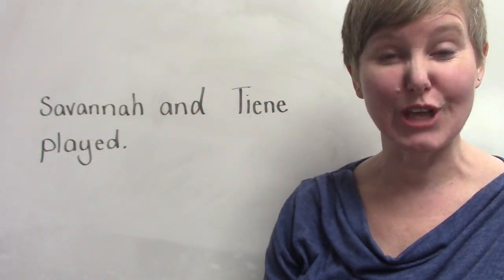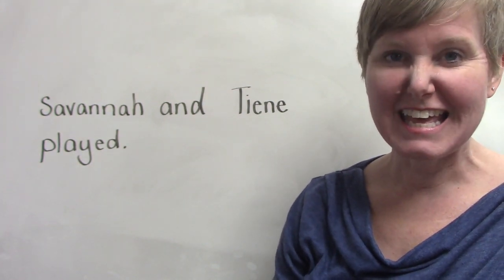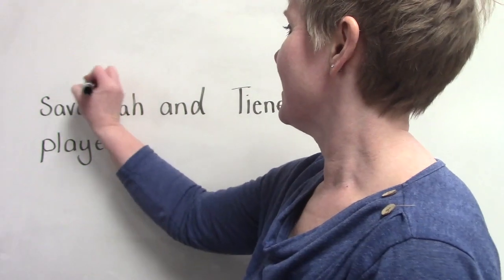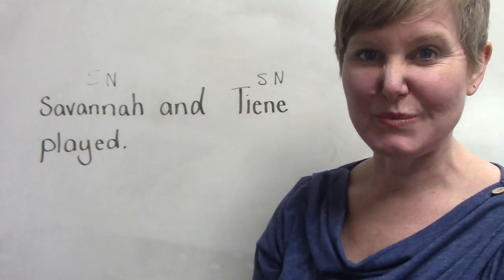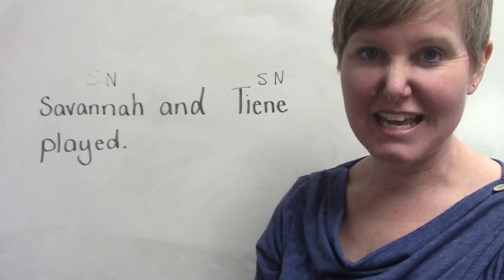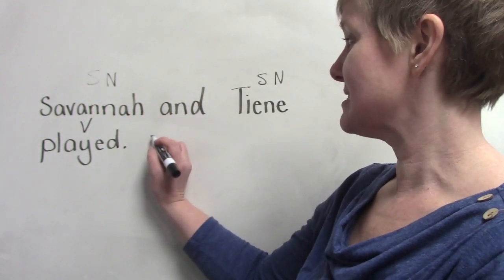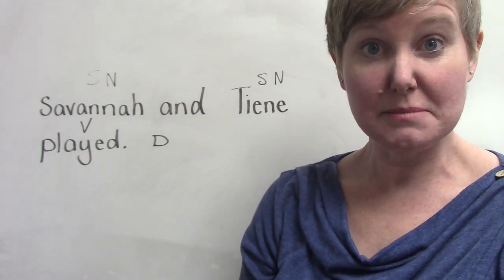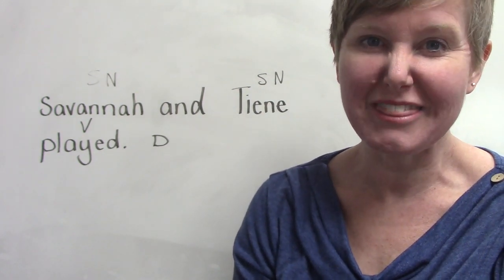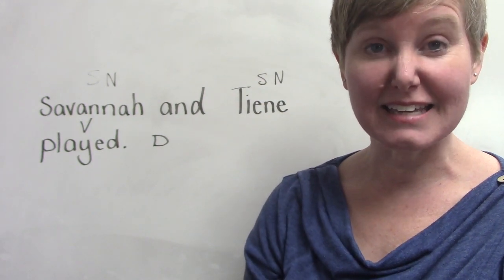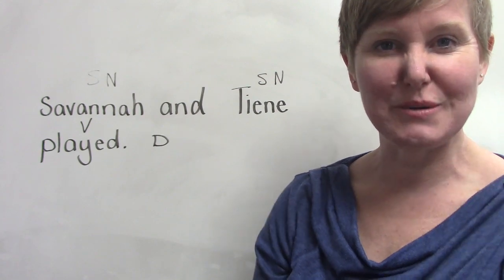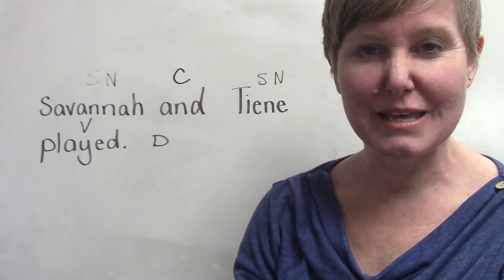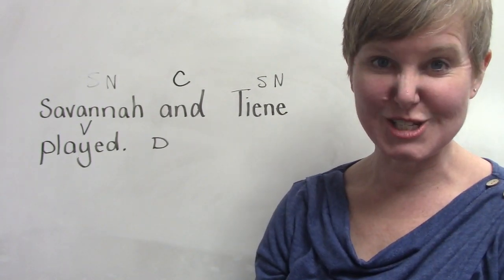Hi class, we're going to take a look at some sentences. Let's start with the one on the board. It says, Savannah and Tenna played. Who played? Savannah and Tenna. Subject noun. What is being said about Savannah and Tenna? Savannah and Tenna played. Verb. Period, statement, declarative sentence. In this sentence, we have two subjects. Sometimes a sentence can be about more than one person or more than one thing. The word and just connects our subjects. I'm going to put a C over the and because it connects them. It's a conjunction.